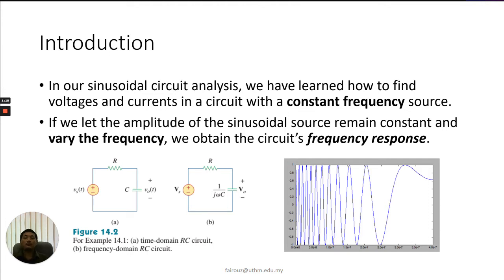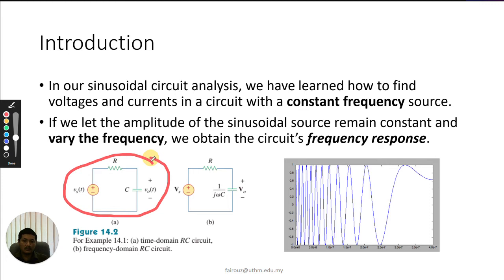However, if we let the amplitude of the source remain constant, but we change the frequency of the source, then if we analyze the circuit, we can obtain what we call the frequency response. As you can see here, we have the circuit, and this is the input, and this is the output. If we vary the frequency of the input signal and then measure the output signal, of course we'll get the frequency response of the circuit.